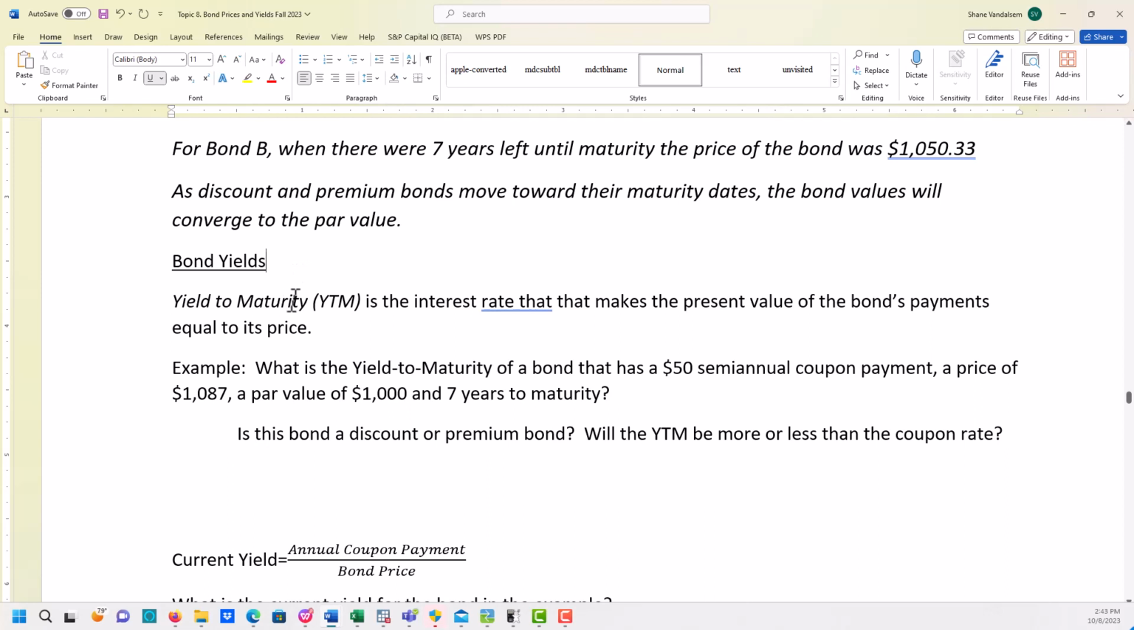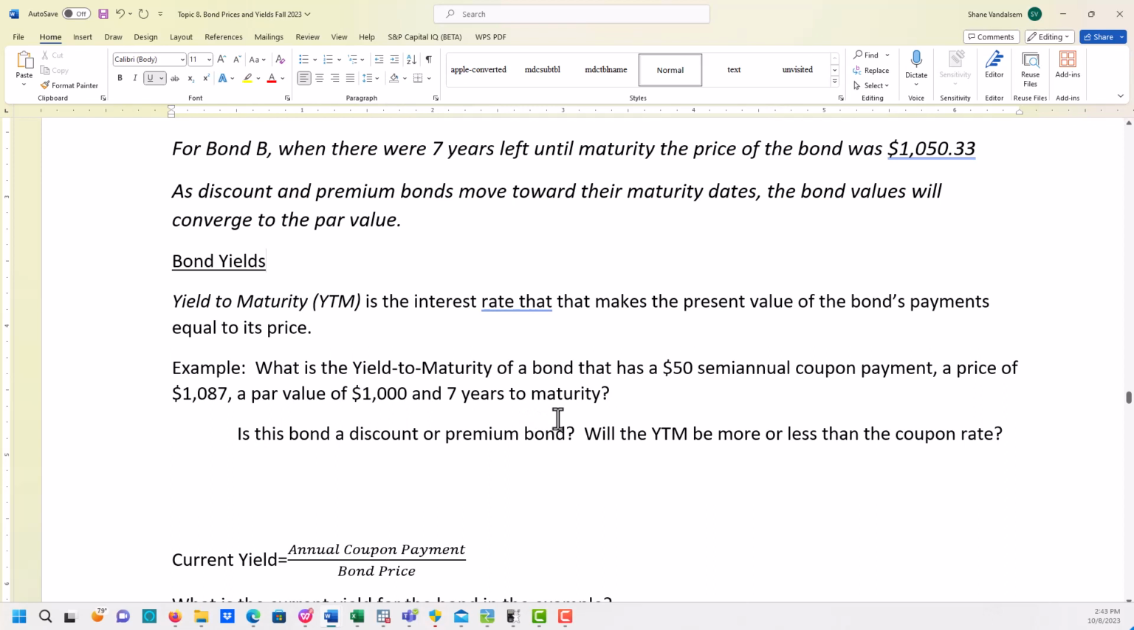The next one we're going to talk about is bond yields. The yield to maturity, or YTM, is the interest rate that makes the present value of the bond's payments equal to its price. So for an example here, what is the yield to maturity of a bond that has a $50 semi-annual coupon payment, a price of $1,087, a par value of $1,000, and 7 years to maturity?